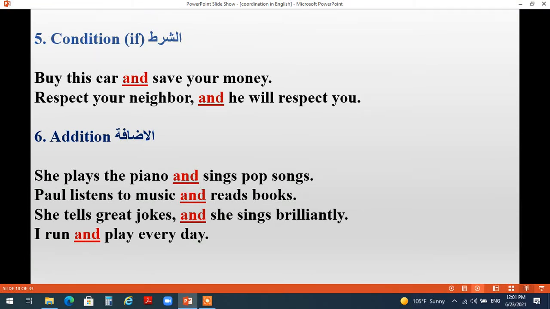Number 6, addition. This is the most general meaning of and. It is used to add something to something else, one piece of information to another. She plays the piano and sings pop songs. So plays piano and sings pop songs. This is addition. Paul listens to music and reads books. Listening to music and reading books. She tells great jokes and she sings brilliantly. I run and play every day. Here we have used and to indicate a relation of addition.